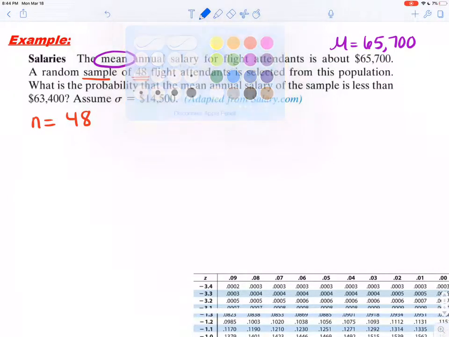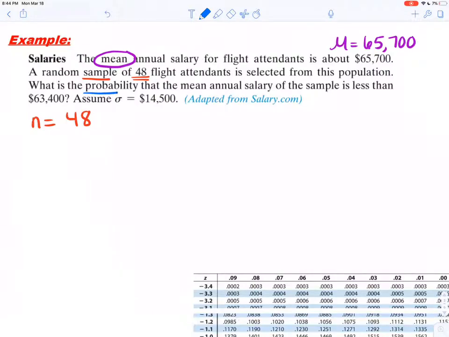All right, that's the first big difference to note here. The second thing that should jump out at me is while I am asked to find probability, which we've done, I'm asked to do this for a mean salary, not one value, all right, but a mean salary. And the mean of a sample means I'm going to be working with a value of X bar. So the question here says find the probability that a sample mean salary, X bar, is less than $63,400.